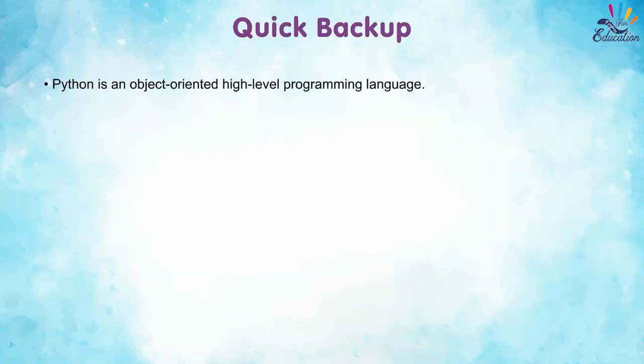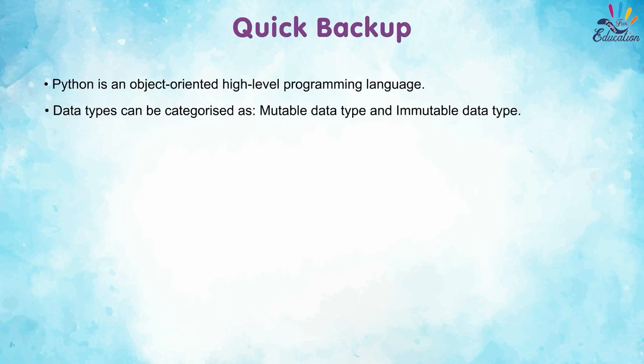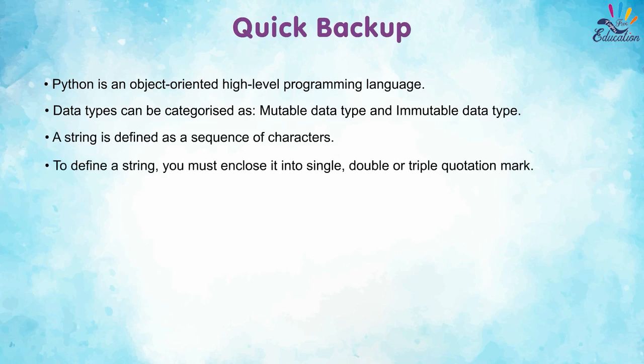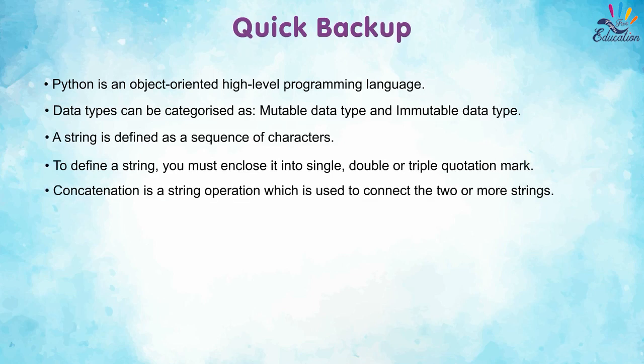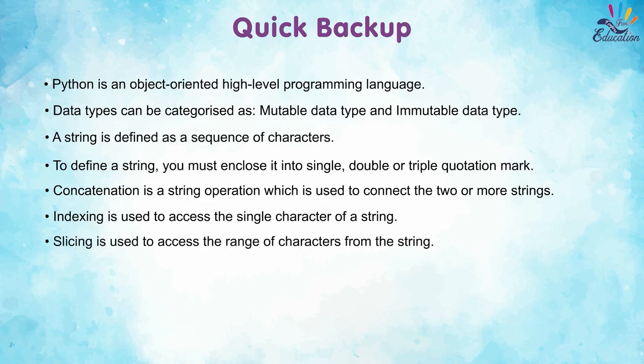Quick backup. Python is an object-oriented high-level programming language. Data types can be categorized as mutable data type and immutable data type. A string is defined as a sequence of characters. To define a string, you must enclose it in single, double, or triple quotation marks. Concatenation is a string operation which is used to connect two or more strings. Indexing is used to access a single character of a string. Slicing is used to access a range of characters from the string. There are various built-in string functions in Python.